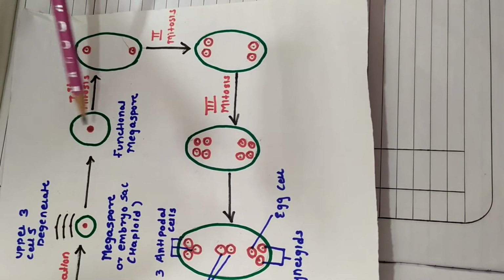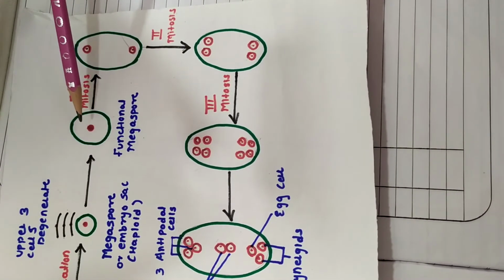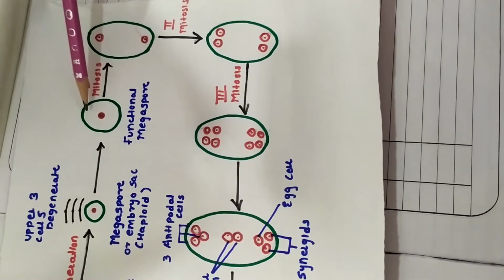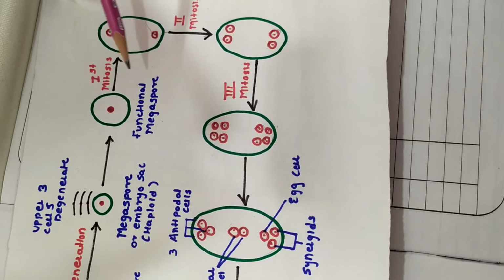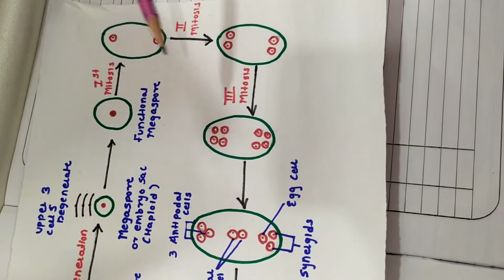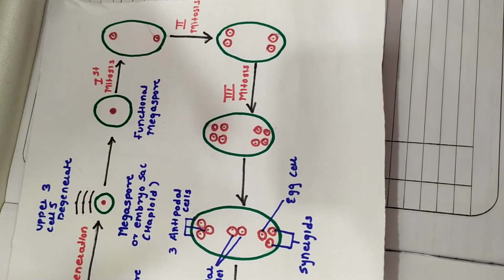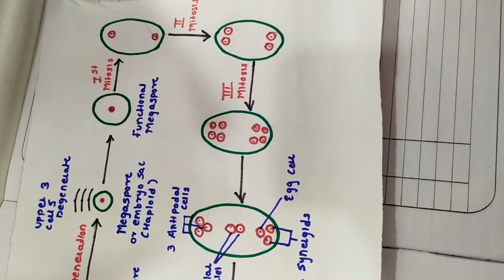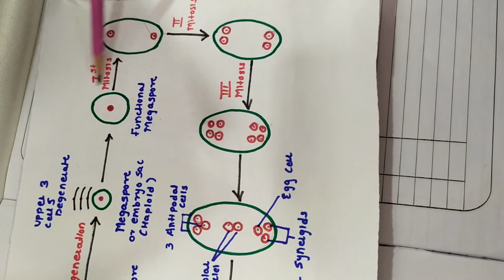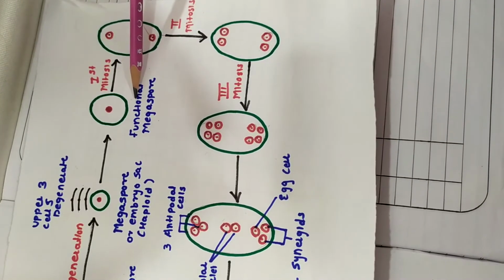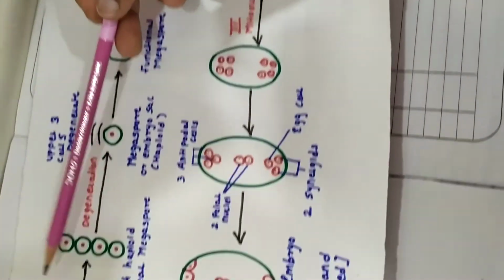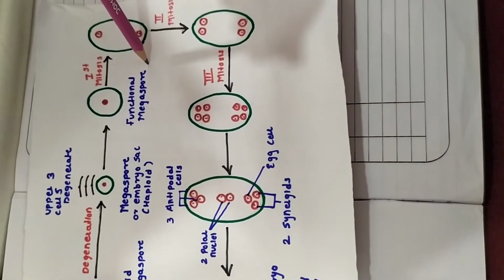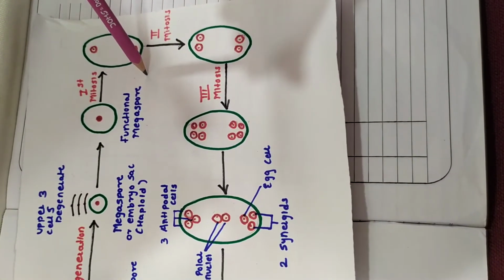Now, this functional megaspore will allow the next step of megasporogenesis to take place. This megaspore will be haploid in nature. Why? Because it is produced by the MMC and meiosis has taken place, and because of that the functional megaspore will be haploid in nature.